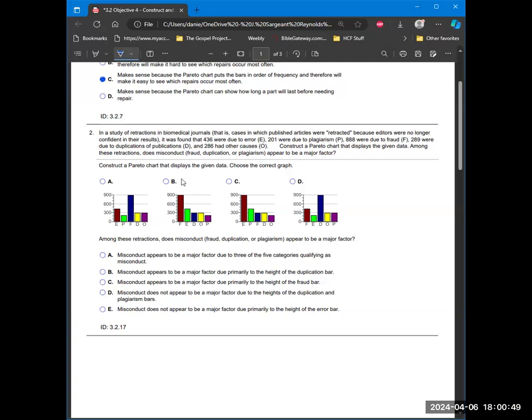So Pareto charts have to go in order from highest frequency to lowest frequency. So that cuts out A and D. And we see that 888 were due to fraud. So that was the biggest issue here. Now we want to look at whether fraud, duplication, and plagiarism are significant issues here. Misconduct appears to be a major factor due primarily to the height of the fraud bar. So that would be C.